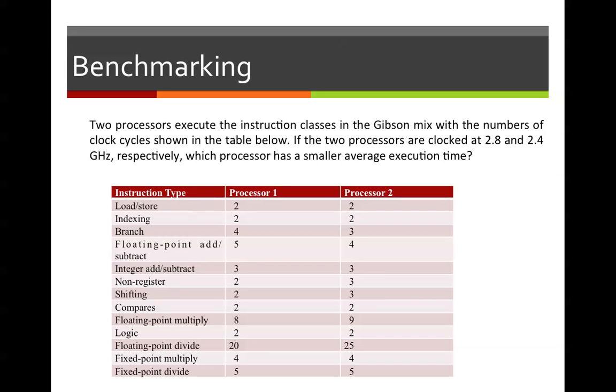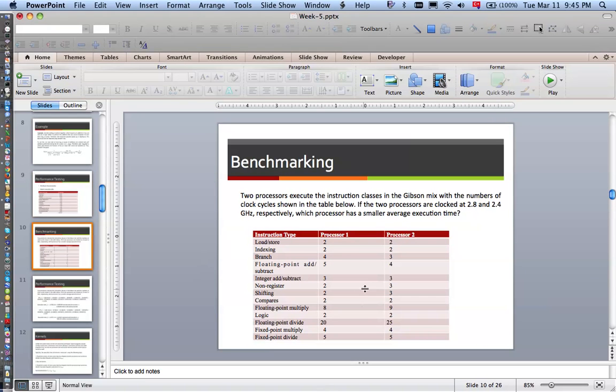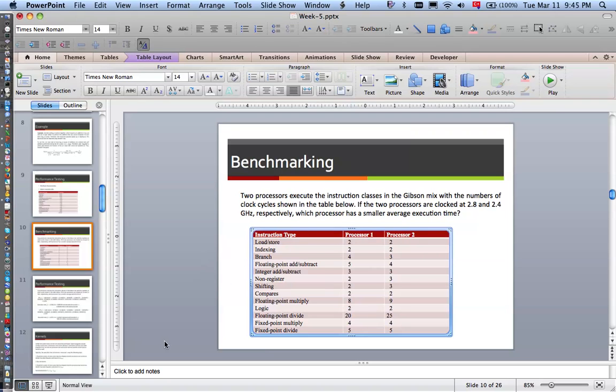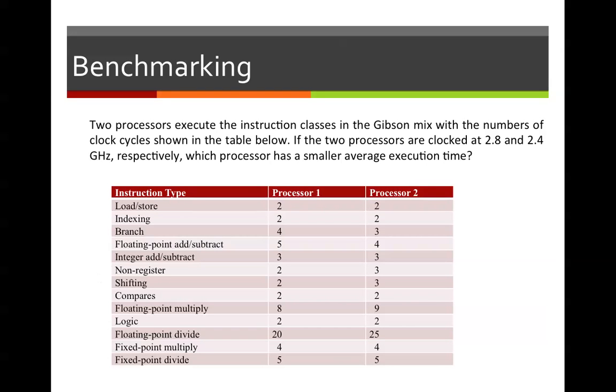Here's an example of how to use the Gibson mix of percentages frequency-wise. Let me just fix this real quick here to take care of it. When I look at these classes of instructions, in this example I'm stating how two different processors execute them, in the number of clock cycles they consume to get these types of instructions executed.